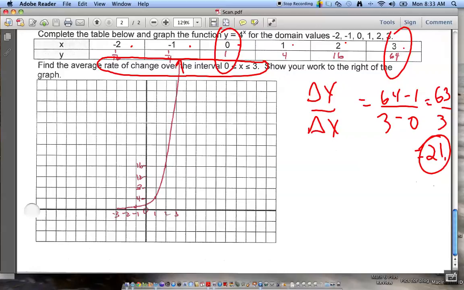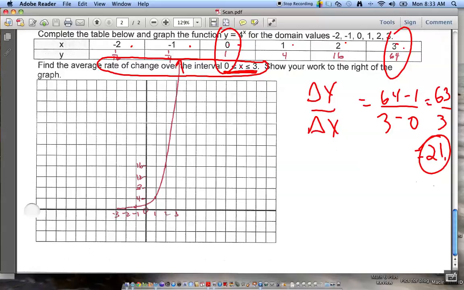Yes? Why did you use the 0 instead of the negative 2 when you subtract? Because it said the interval from 0 to 3. The x from 0 to 3. So x equals 0, x equals 3. Okay? Whatever they tell you the interval is. I might give you the same graph on the test and ask you to do the interval from 0 to 2. I might say from negative 2 to 2. So I really don't know what it'll be.